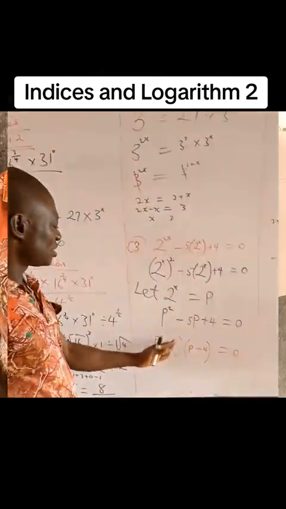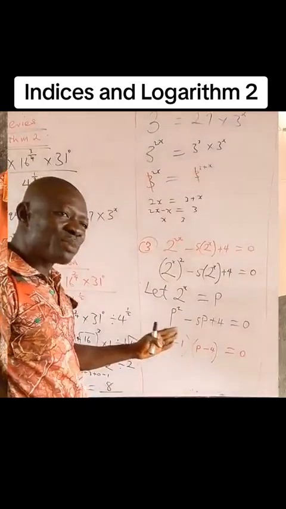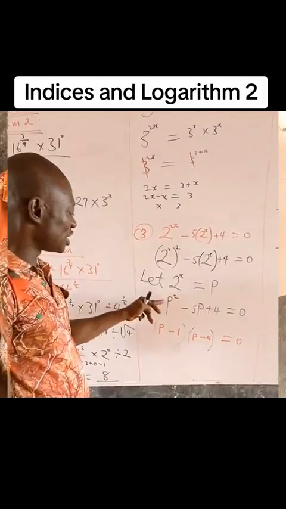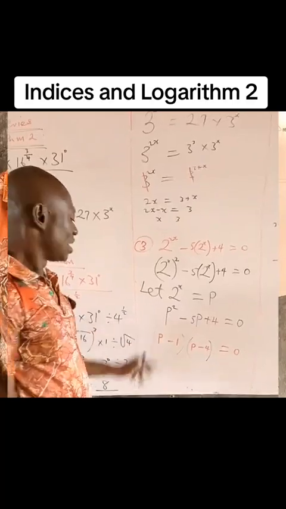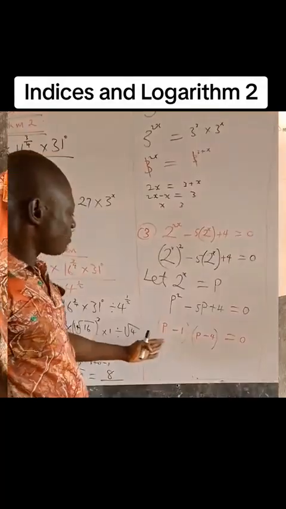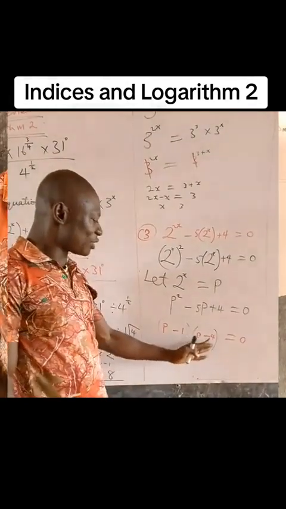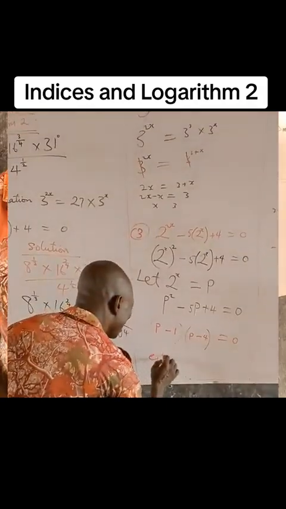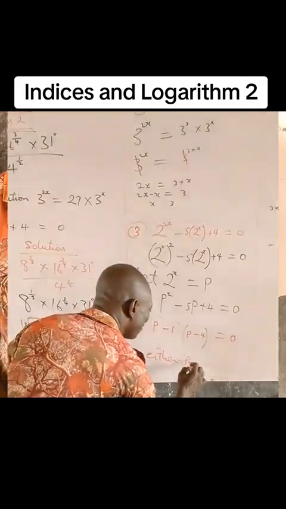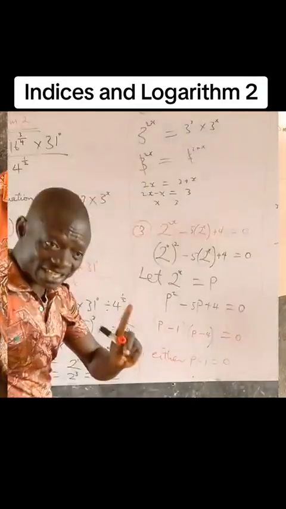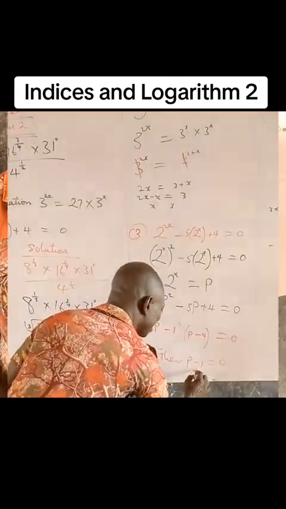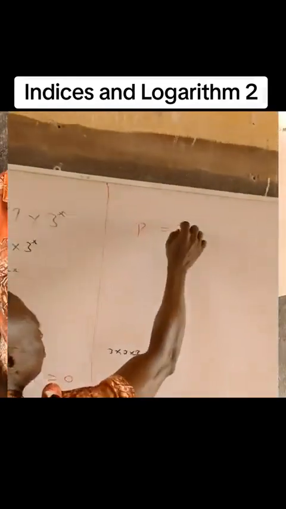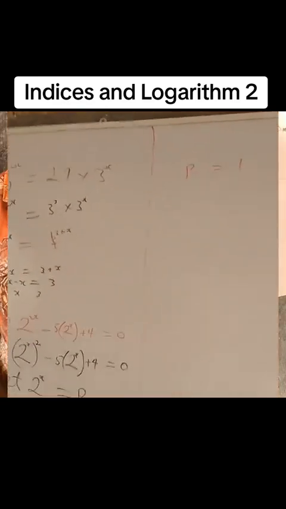We are now solving this quadratic equation using the factorization method. This is the simplest factorization method, which is possible when the coefficient of the letter squared is 1. Now we have seen that p minus 1 into p minus 4 is equal to 0. Then we are saying either p minus 1 is equal to 0, then p is equal to 0 plus 1. Then p is equal to 1. So we have got one value of p, that p is 1.